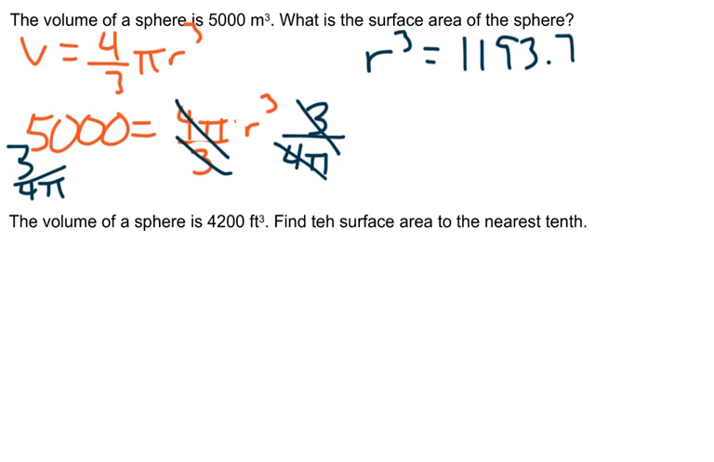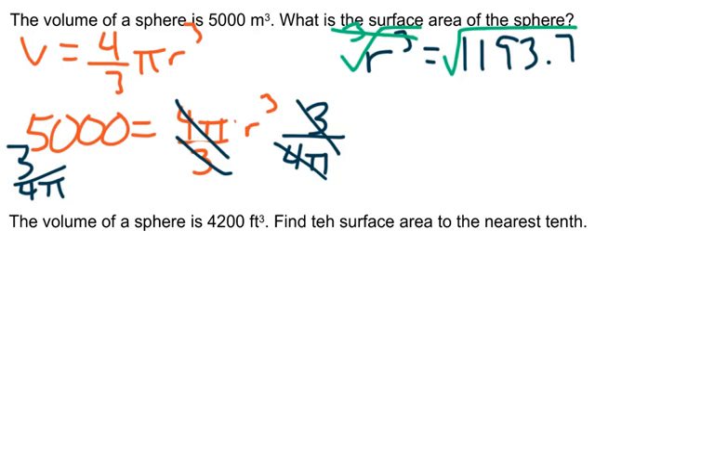But again, this is not what r is. This is what r cubed is. So from this point, we're going to take the third root, not the square root, but the third root, in order to cancel out the cube.